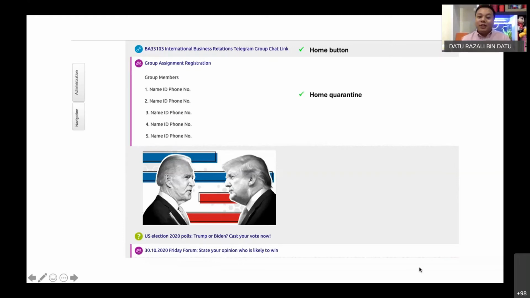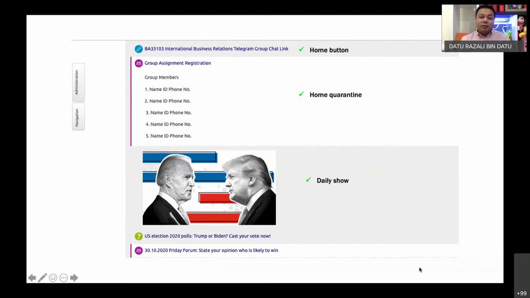Then we have a home quarantine button, whereby I do not want to miss any assessment from students. Normally, we get them to register on the group assignment, so that they will register phone numbers and so on, so that we can contact them from time to time. Then we have the daily show.